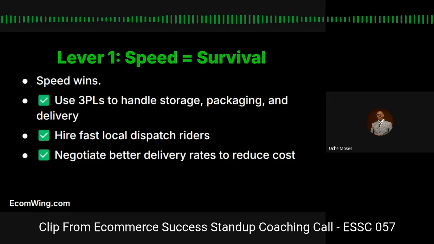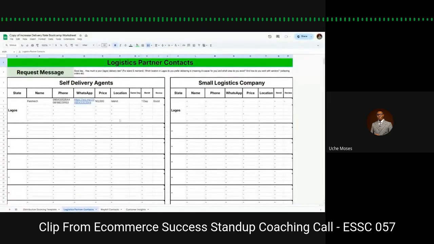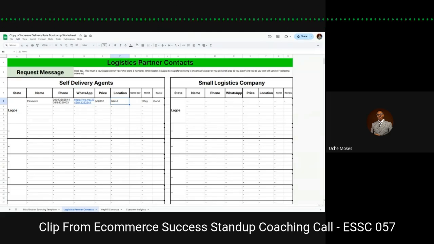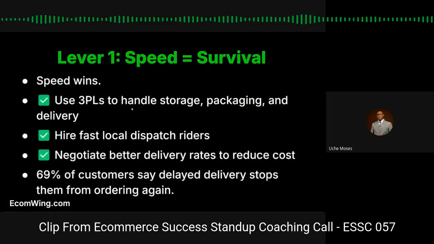And again, all you have to do is use this sheet or use your own system. But I want you to have a list of your agents. Have the amount they charge, have their location, have their state and then location. Then, this person is Lagos Island, this person is Lagos but Ikotu, this person is Lagos but Ikeja, this person is Lagos but Ajah. You have those things so that when it's time to send product to some places, you know what to do. Very important.